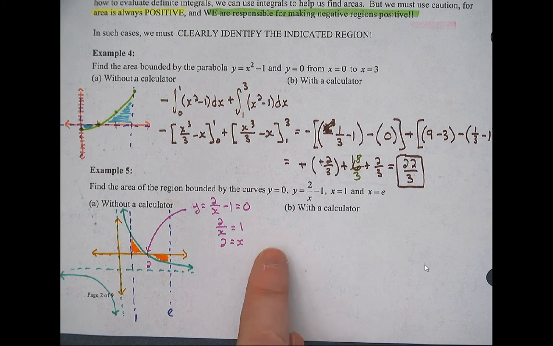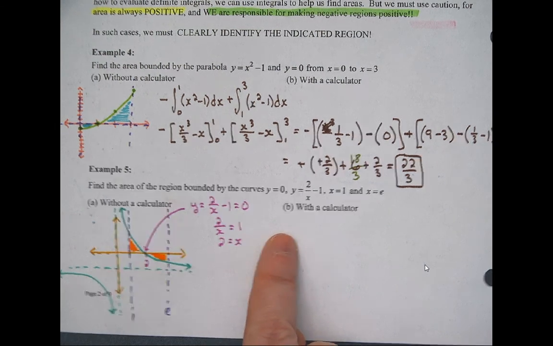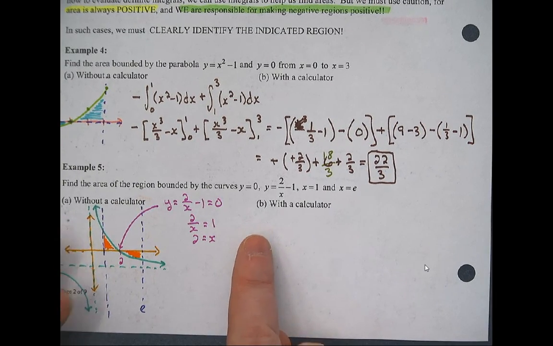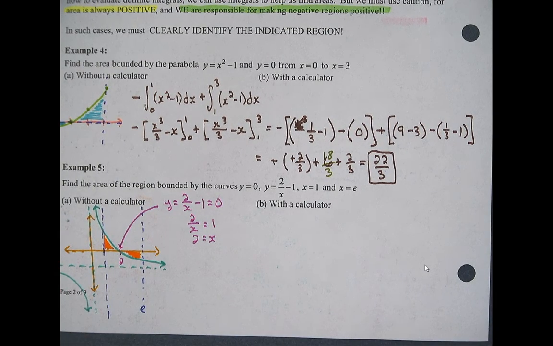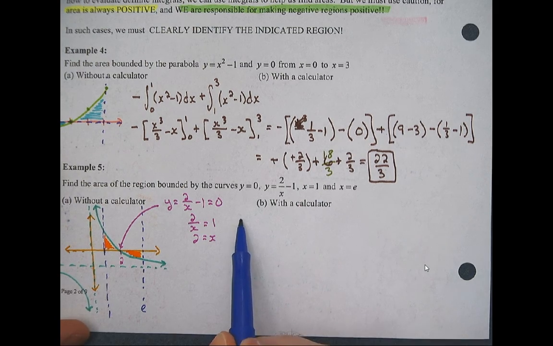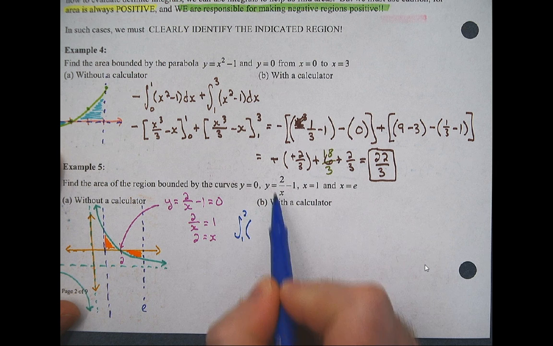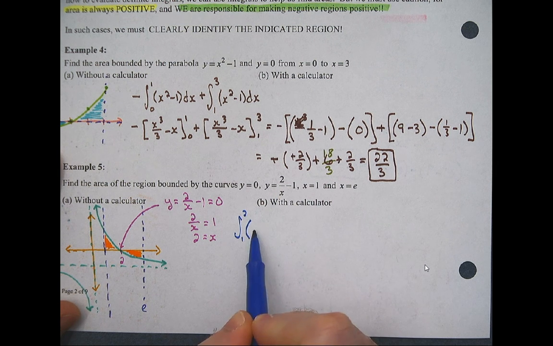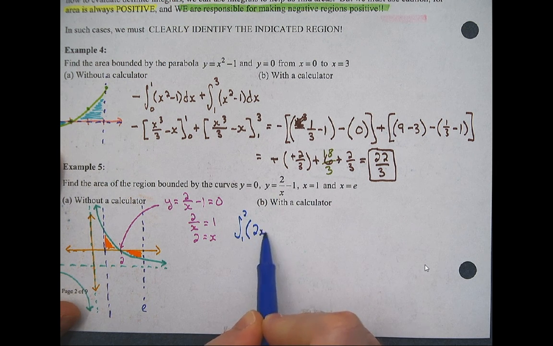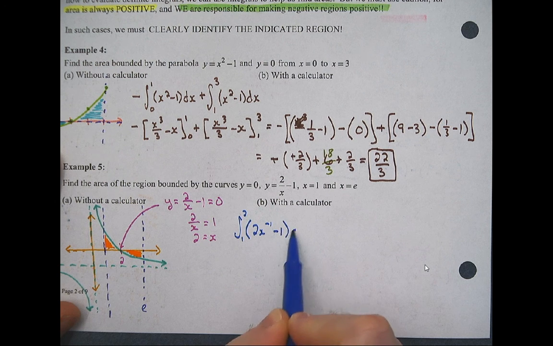So I'm going to encourage you to take the next couple seconds. Try to do this by integration. All right, let's see how you did. So my integrals would look something like the integral from 1 to 2 of my function, which I'm going to rewrite right now. So that's 2x to the negative 1 minus 1 dx.